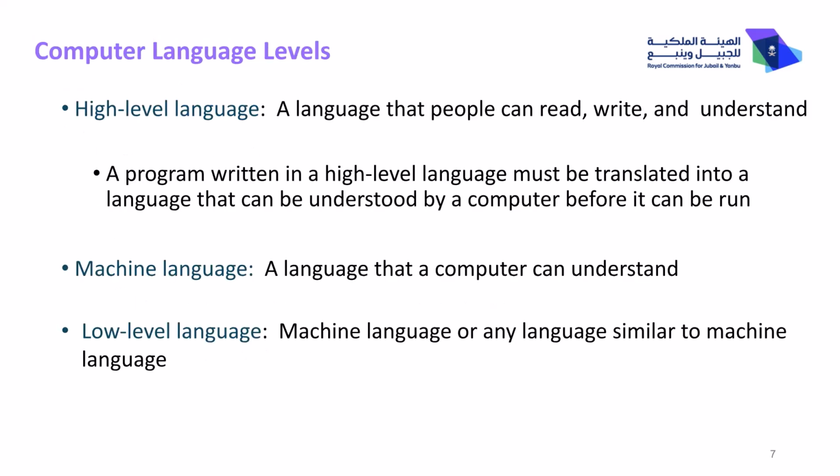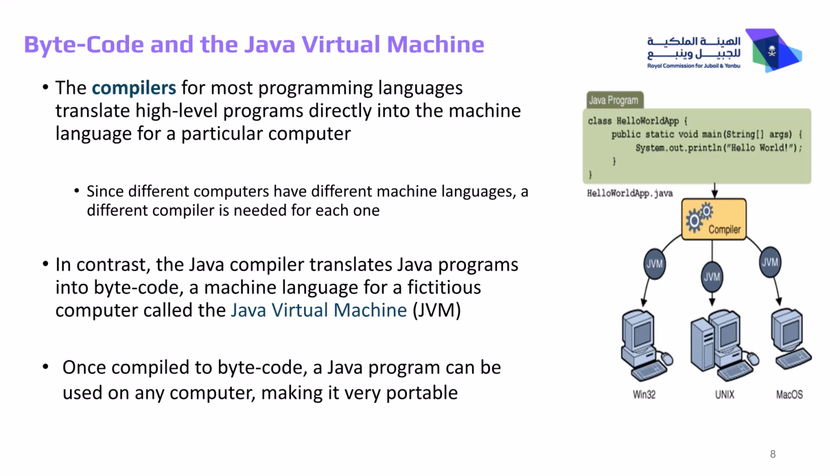Computer languages are categorized into 3 levels. High-level language is one people can read and write. A program in this language must be translated into a computer-understandable form before running. Machine language is what a computer understands. Low-level language is machine language, or similar to it. Most compilers translate high-level programs directly into a specific computer's machine language, requiring a different compiler for each.